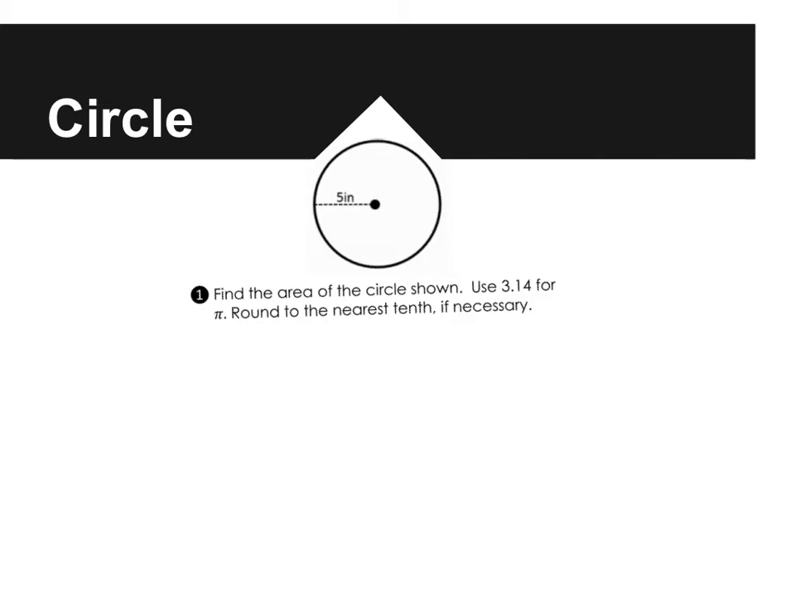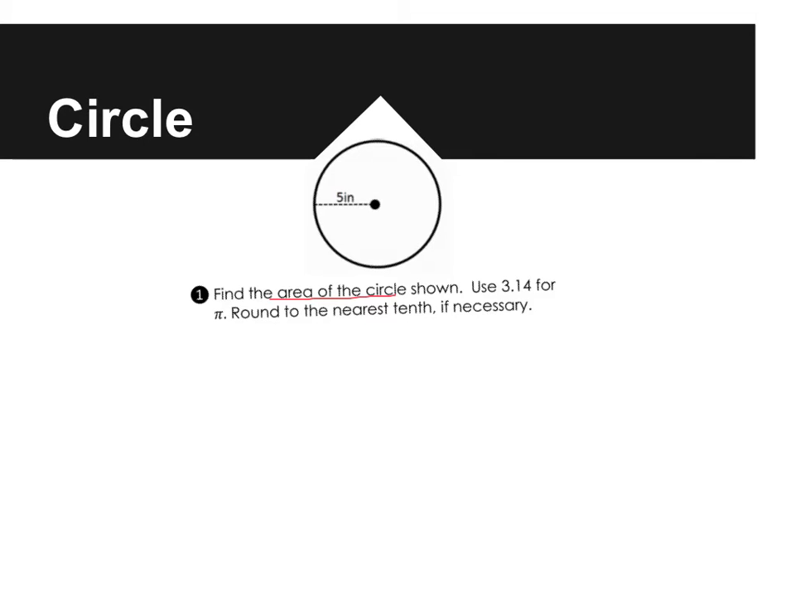Okay, you're opening the tab that says circle. We're looking at the circle, a shape where every point is equidistant from the center. We're going to find the area of the circle, and we're using 3.14 for pi. The first thing I want you to do is underline what we're trying to find. We are finding the area of the circle shown, so area of a circle.